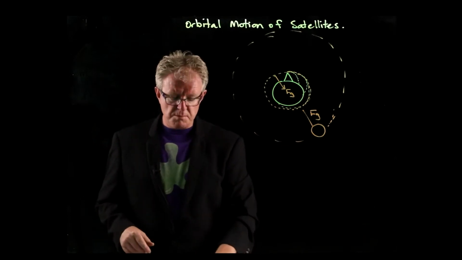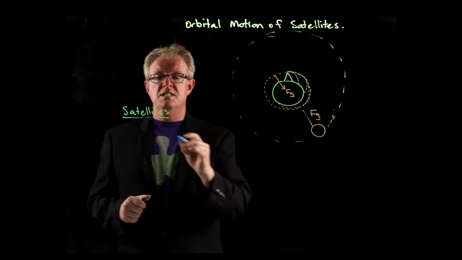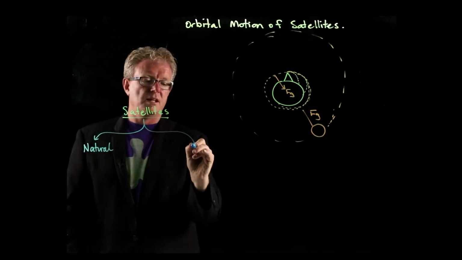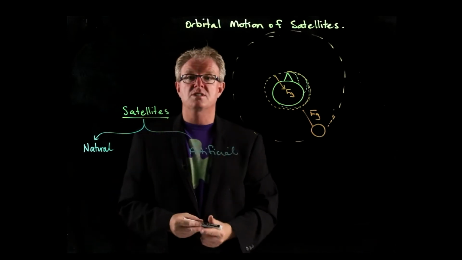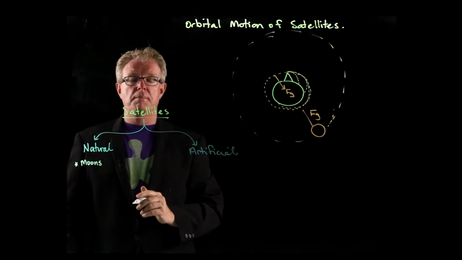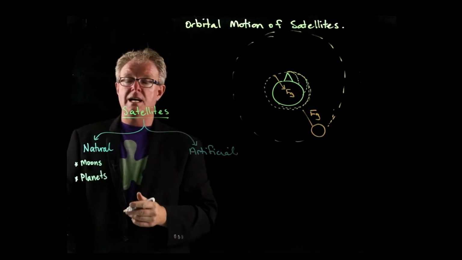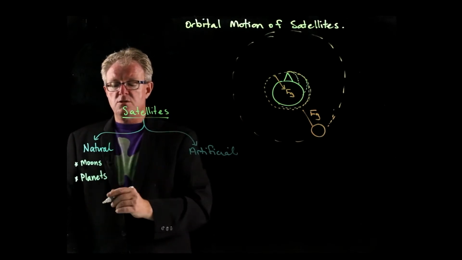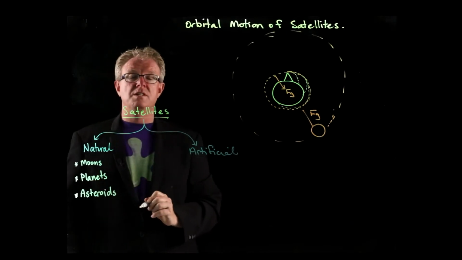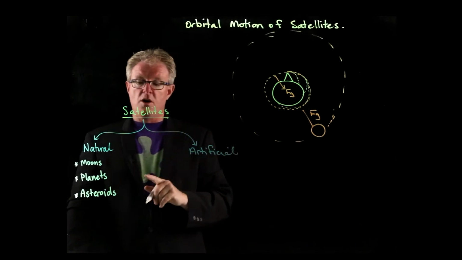So that brings us to the concept of satellites and describing satellite motion. When it comes to satellites, there are two types of satellites: natural satellites and artificial. Now, natural satellites are things such as moons, right, if they're orbiting a planet, or planets if they're orbiting a star. So they're natural satellites. We could even say asteroids, right, the asteroids in our solar system orbiting around the sun. So there's some of the natural satellites.